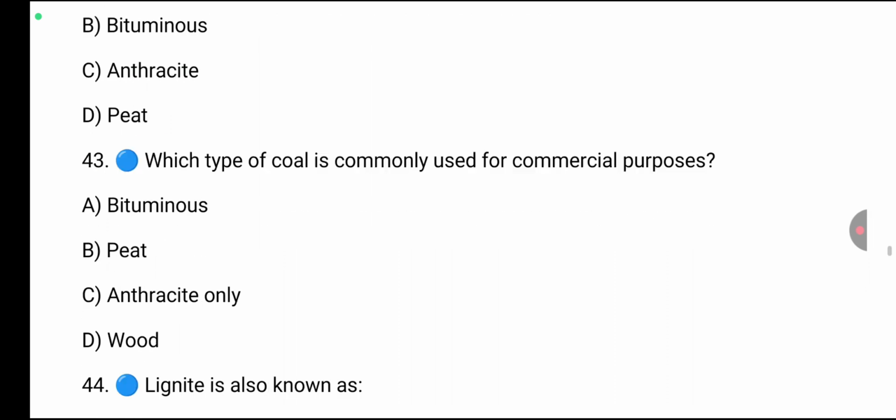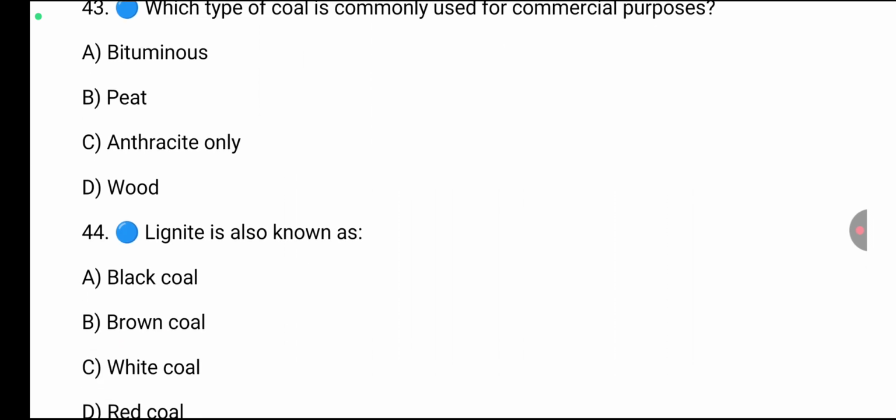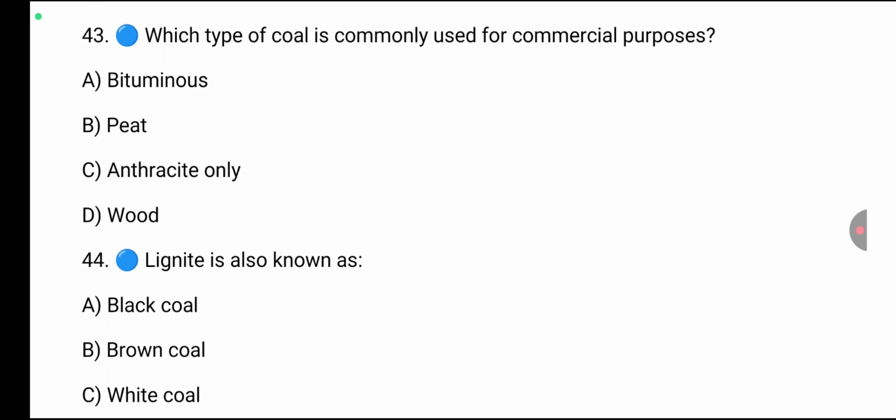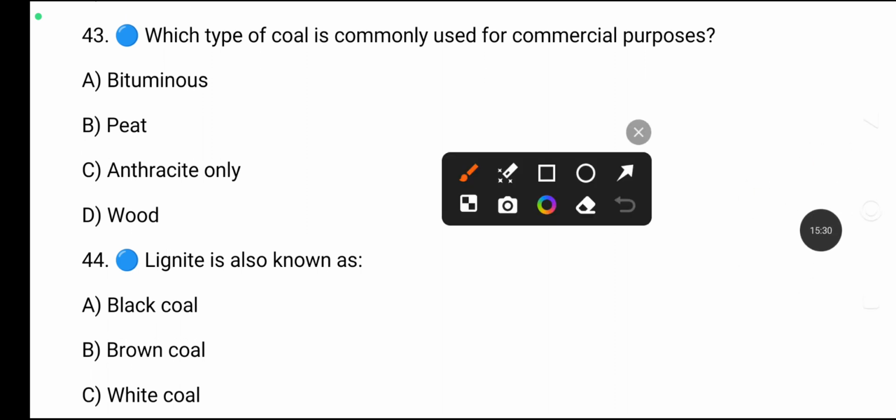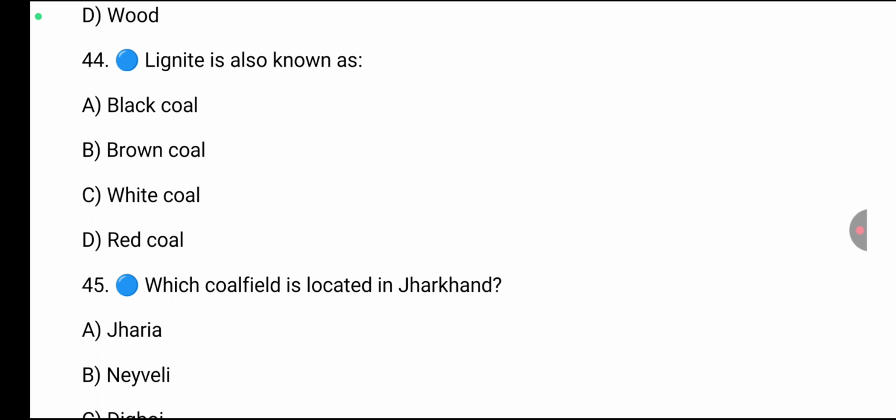Now moving on to question number 43. Which type of coal is commonly used for commercial purposes? Bituminous, peat, anthracite, wood. That is bituminous.